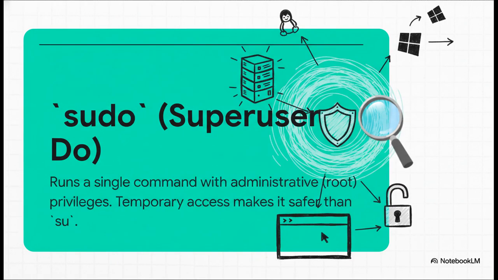Every so often, you're going to need to do things that can affect the whole system, like installing new software or changing a really important setting. For that, you need admin powers. In Linux, the magic word for this is sudo, which stands for super user do. It lets you run just one single command with the highest level of permissions.